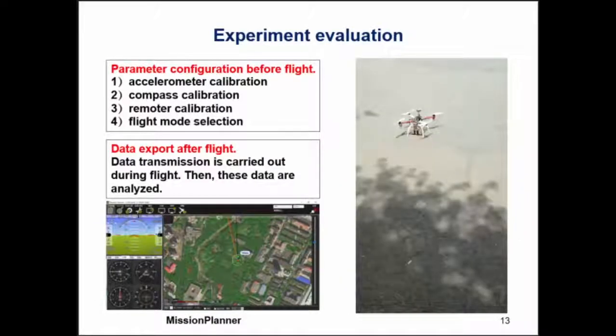In this mission planner, we can carry out some parameter configuration before flight. This gives the main parameters which need to be calibrated: accelerometer, compass, remote, and also the flight mode selection. After the flight controlled by this mission planner, the data are exported, and we can analyze the data we got.